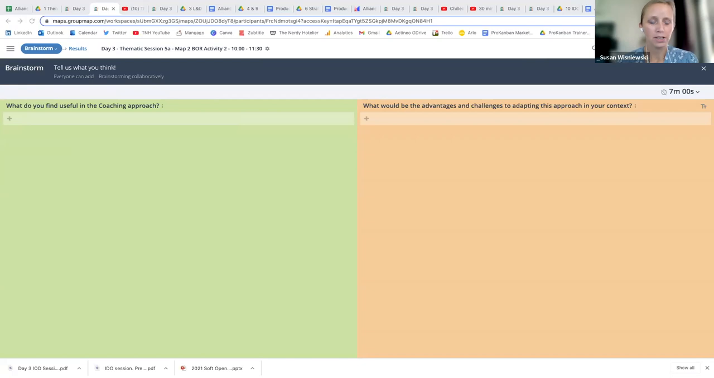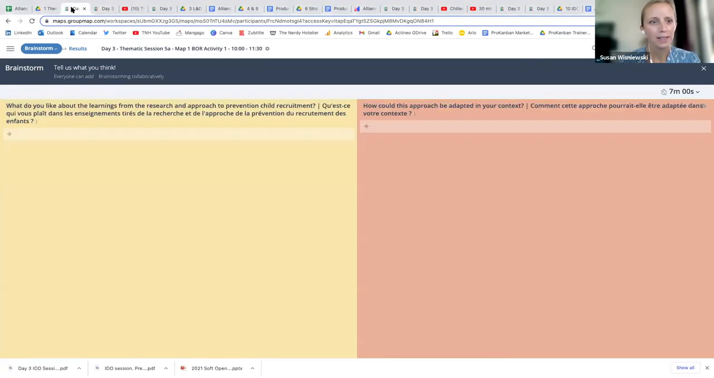The questions are first, what do you like about the learnings from the research and the approach to preventing child recruitment, over in the yellow side? And then on the second side, how could this approach be adapted in your context, or what would be some of the challenges to adapt this approach? So when you get into Group Map, and sometimes it takes a minute to enter into it, you can click on the little plus sign below the question, and then you can answer your responses. So we're just going to take a minute to think individually, and then we'll go into a quick group discussion.